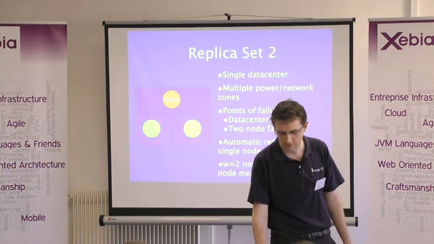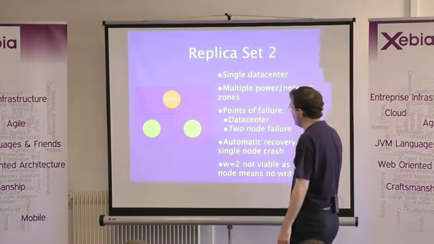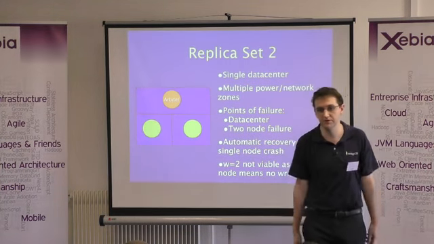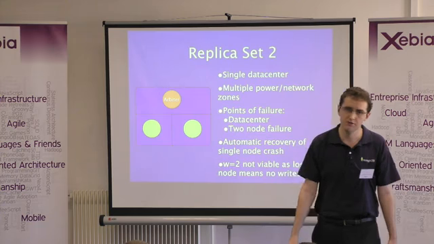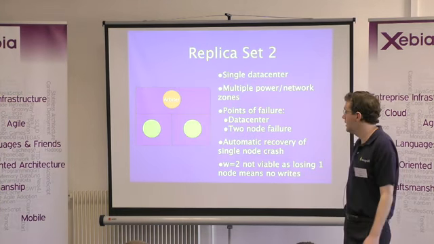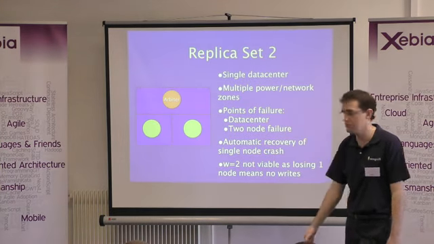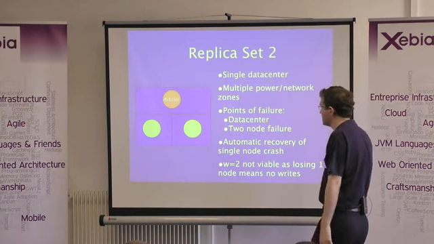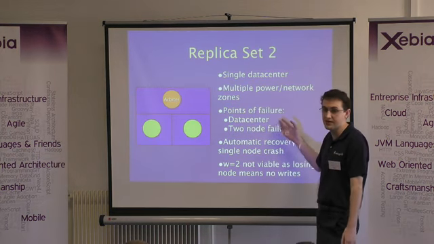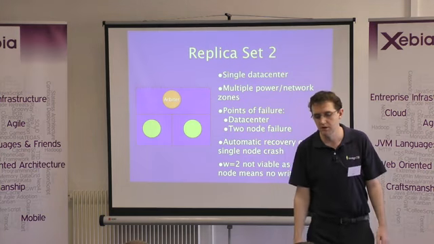Okay, let's fix this a little bit. What we could do is have them on different power supplies, different networking. If you looked at AWS, which a lot of our customers are on, you could have them on multiple availability zones. That's a good idea. That kind of works. That does protect us against power outages. It doesn't protect us if the data center fails, but at least we can protect against network failure.